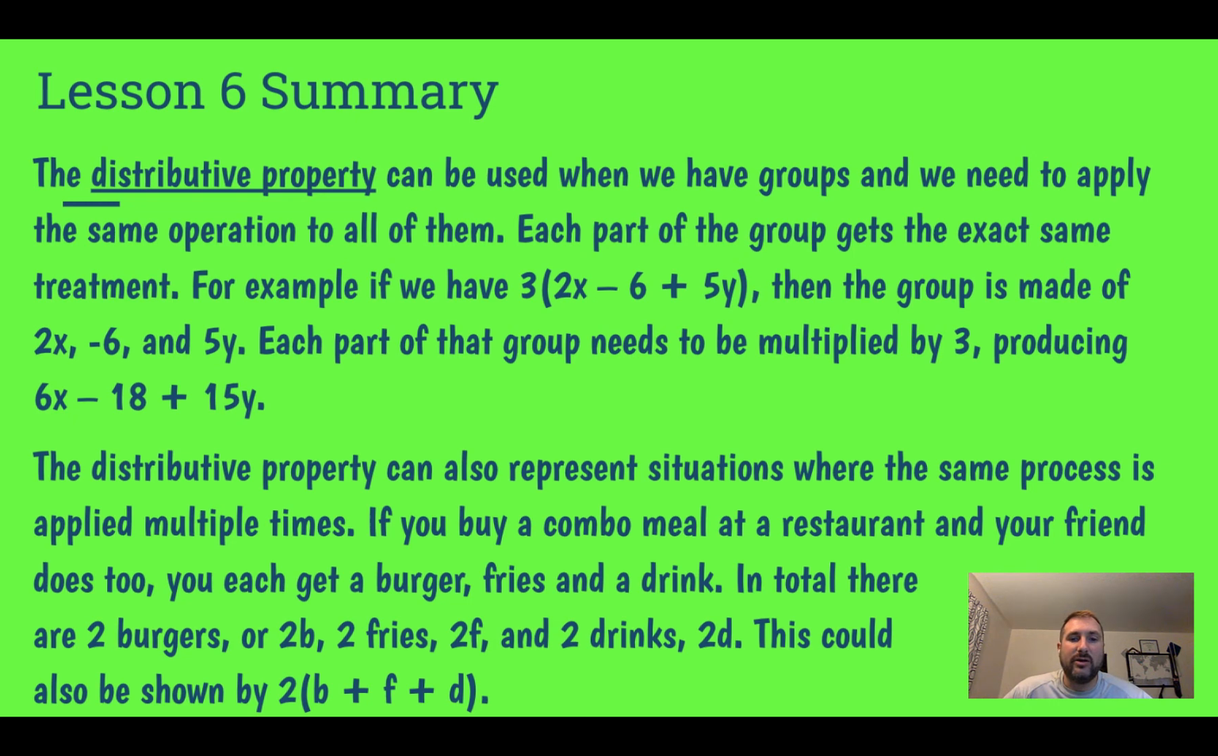So, at a restaurant, you buy a combo meal. You get a burger, fries, and a drink. Your friend buys the same combo meal, burger, fries, and a drink. In total, you each got a burger. There were 2. You each got fries. There were 2. You each got a drink. There were 2. So we could have used the distributive property to figure out how many of each item, saying 2 times our combo meal, burger, fries, and drinks.